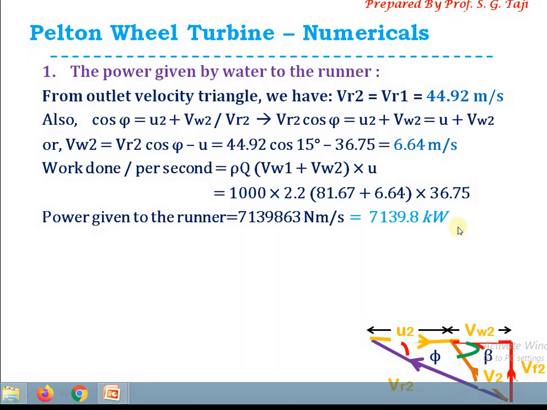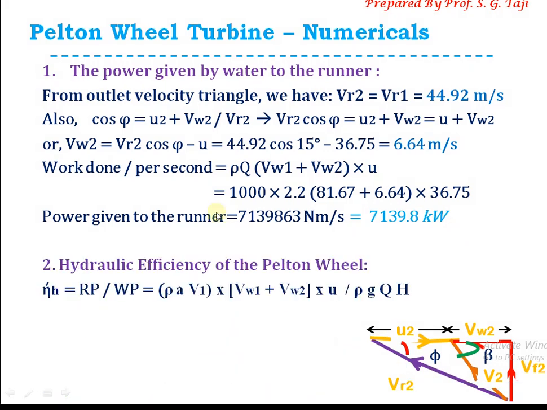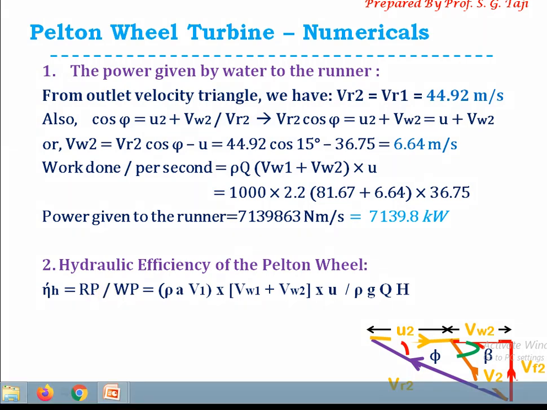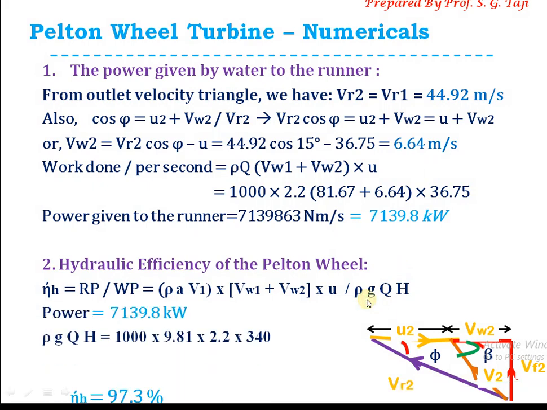Now next thing, they asked to calculate the overall efficiency. Now we know that overall efficiency is given by the equation runner power divided by water power. So this runner power we have just calculated here, and water power we can calculate by using this equation rho g Q H. We already know the value of Q and H, so just put those values. Rho and g are already constants, so just put the values here. You will get the value of hydraulic efficiency, which would be 97.3%.